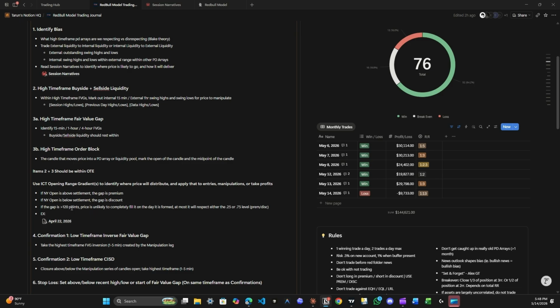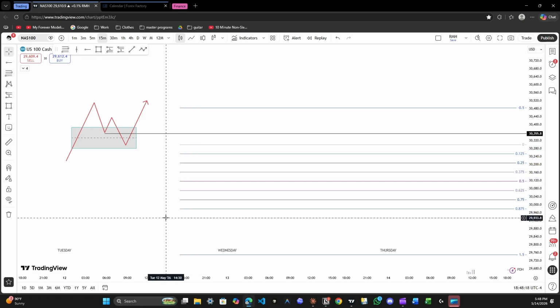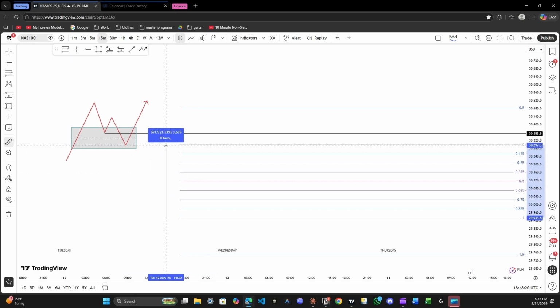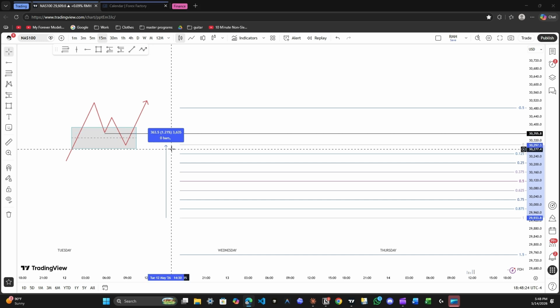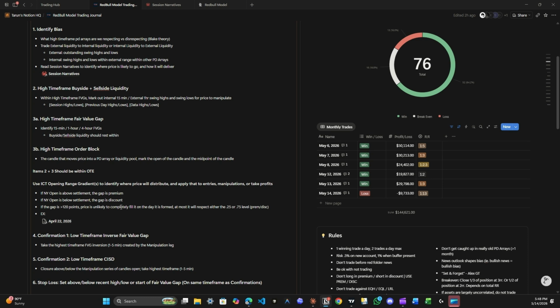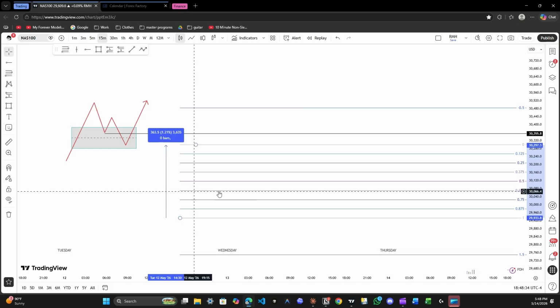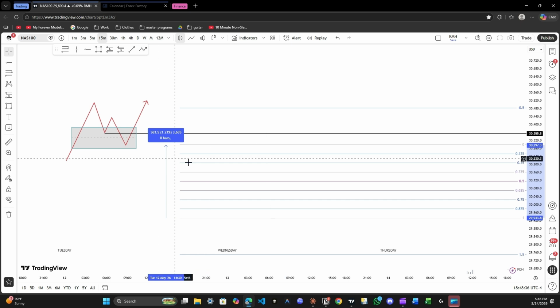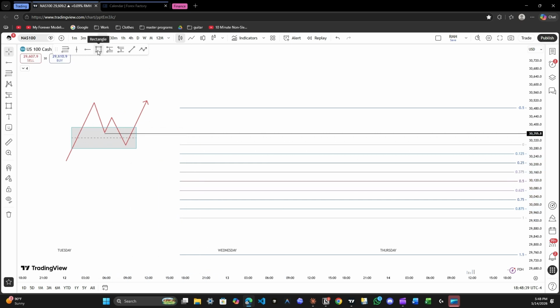If the gap is greater than 120 points, as you can see here, if we measure out the gap from top to bottom, this gap is 363 points, which is greater than 120. Price is unlikely to completely fill it on the day it is formed and will most likely reflect either the 0.25 or 0.75, depending if it's premium or discount. For example, the gap is 360, which is greater than 120.